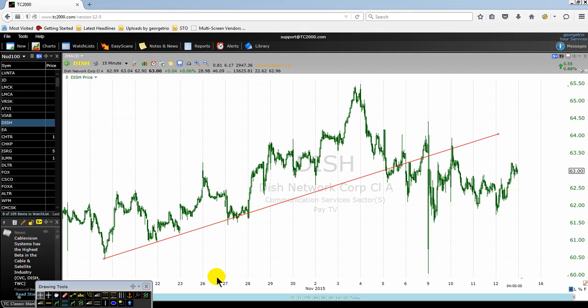So how did I draw this trend line? I selected 2 points. This is the first point here, and this is the second point on the 15-minute chart. So I have my red bullish trend line.